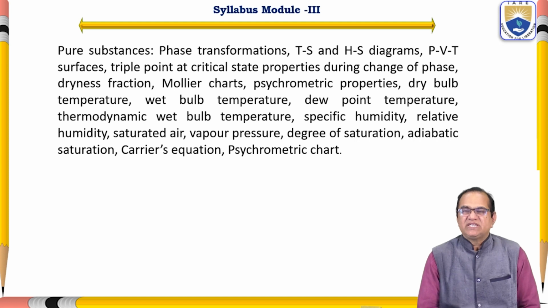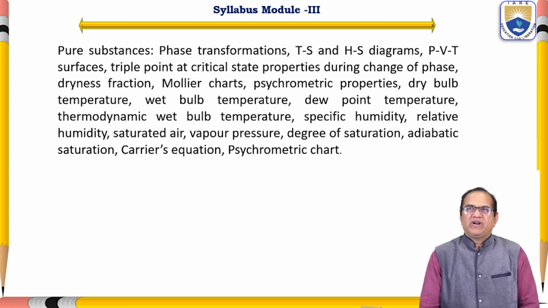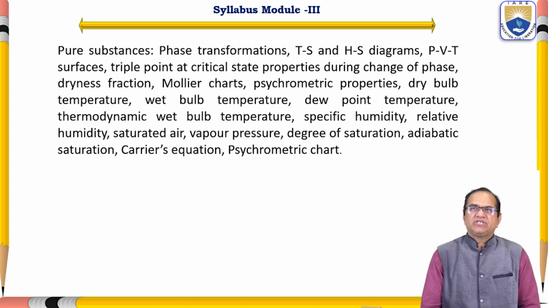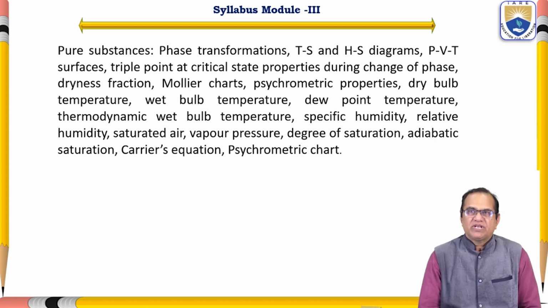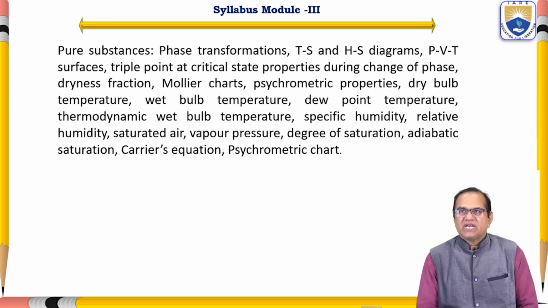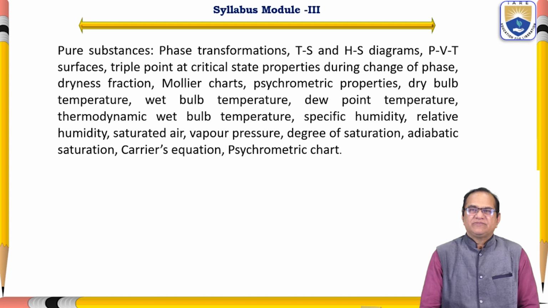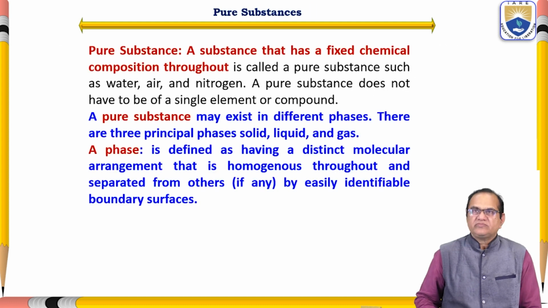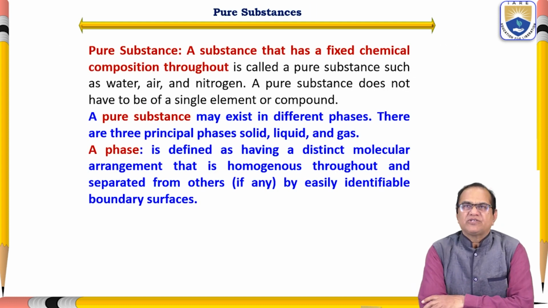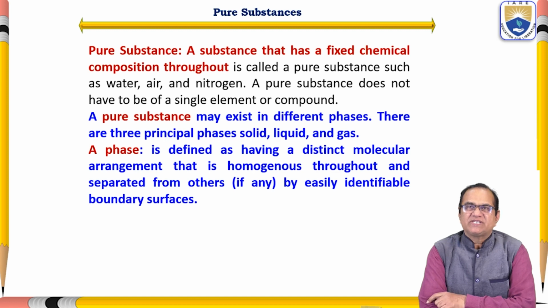Then in the next lecture I will cover the molecular chart, psychometric chart properties, dry bulb temperature, wet bulb temperature, dew point temperature, thermodynamic wet bulb temperature. These all things I am going to cover in my next lecture. So first we have to see what pure substances are.